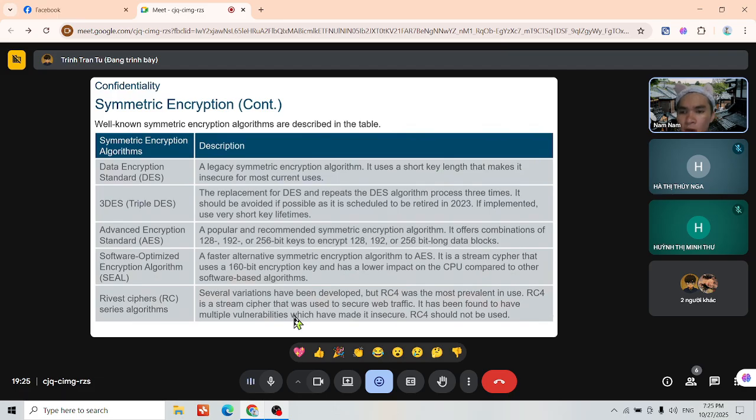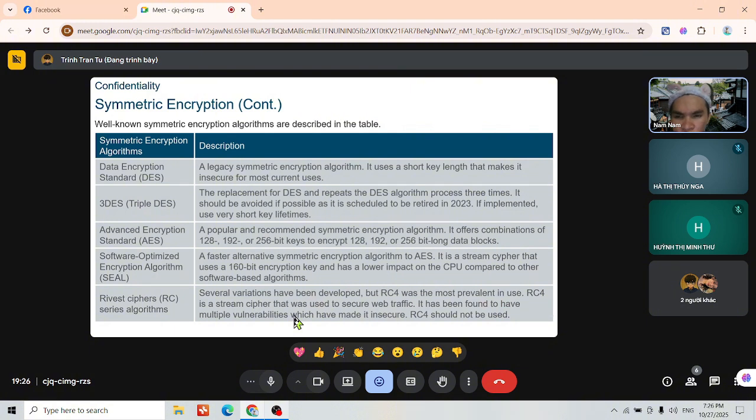Well, now symmetric encryption algorithms are displayed in the table. On the left table we have the symmetric encryption algorithm and on the right table we describe it. Data Encryption Standard, DES, is a legacy symmetric encryption algorithm that uses a short key, which makes it insecure for most current use.